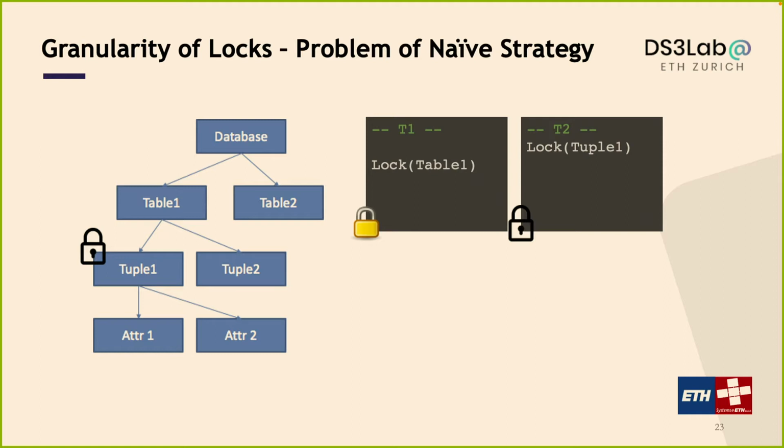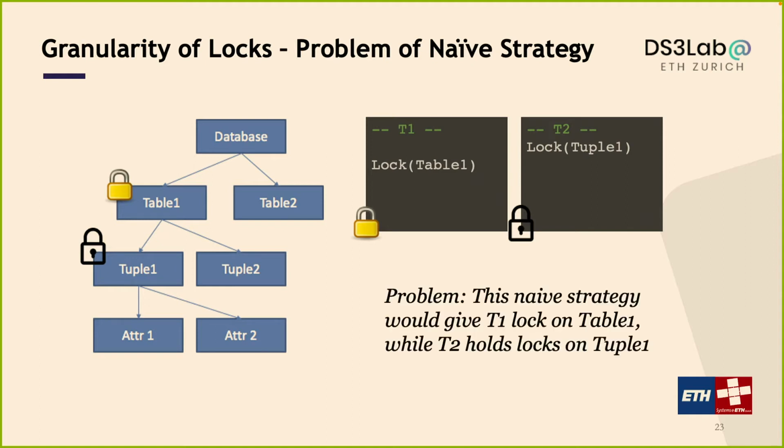If you do nothing, if you just treat these objects as independent objects, you will give the lock of table 1 to T1. Why? Because they are different objects. It's clear that this will cause a problem, because T1 cannot do whatever it wants on table 1 when T2 is holding the lock on tuple 1. So we need to do something way better than this. This will actually not enforce correctness at all.